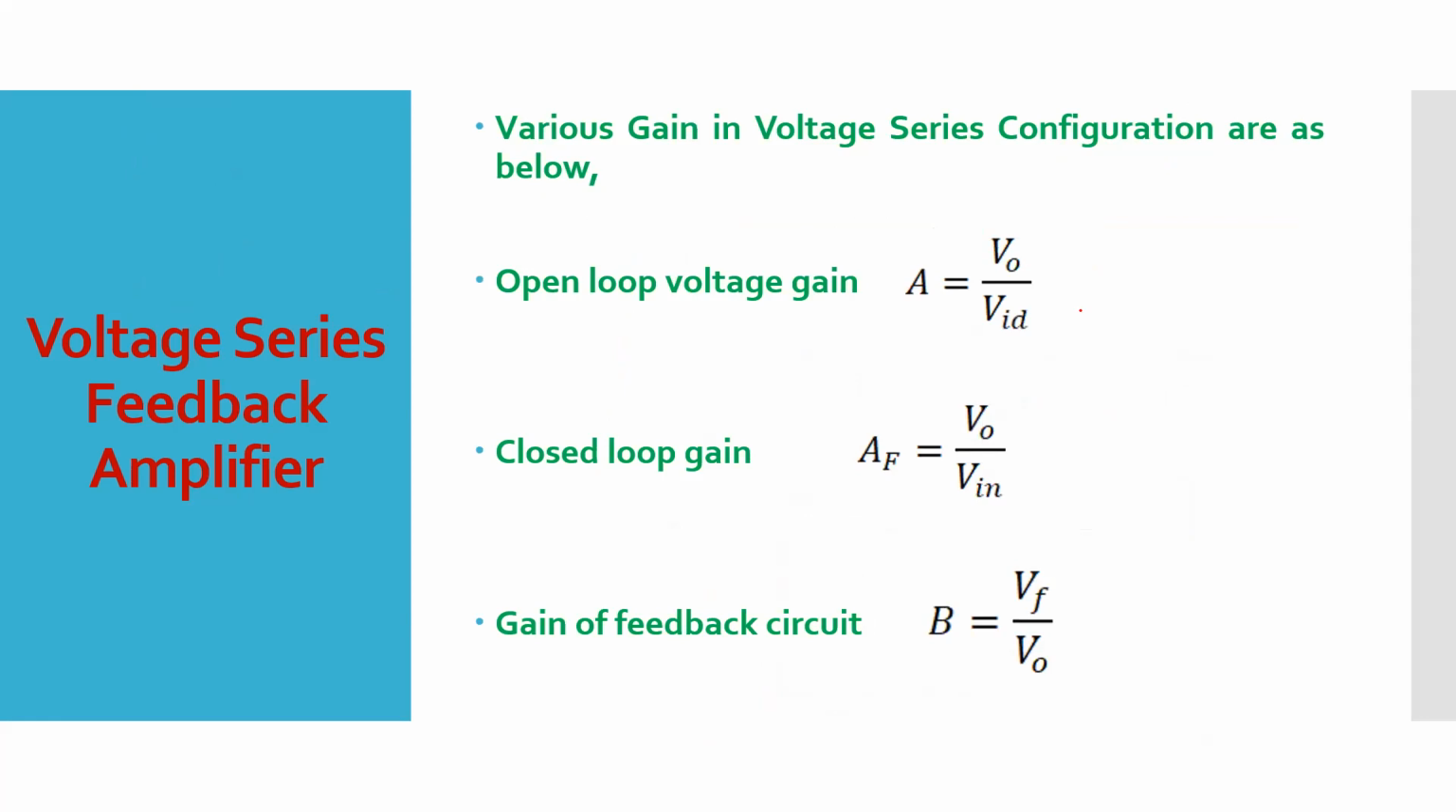Some various gains in the feedback amplifier. When you have simply an op-amp without any feedback, you will have only one gain. That is what we call the open loop voltage gain. What is the formula of open loop voltage gain? It is the output voltage divided by VID. Now, what is VID here? VID is the differential voltage between the two input pins of the op-amp. Don't get confused here.